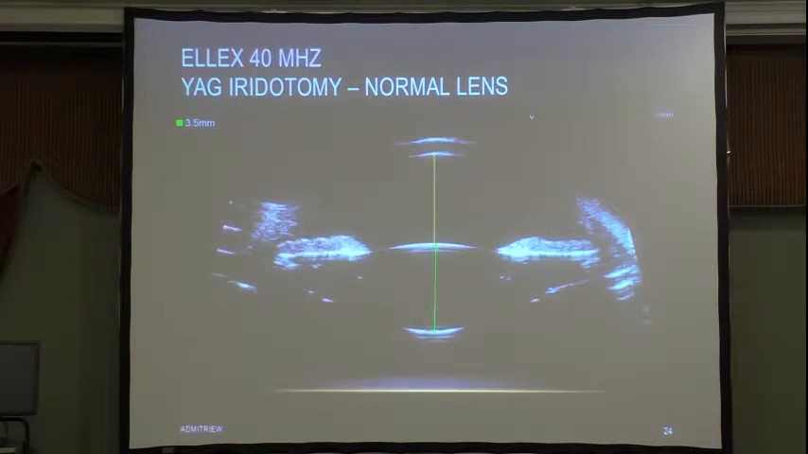And probably it's much easier for the large lens because the iris is protruding, a little bit harder for the normal lens as we have the flat iris.